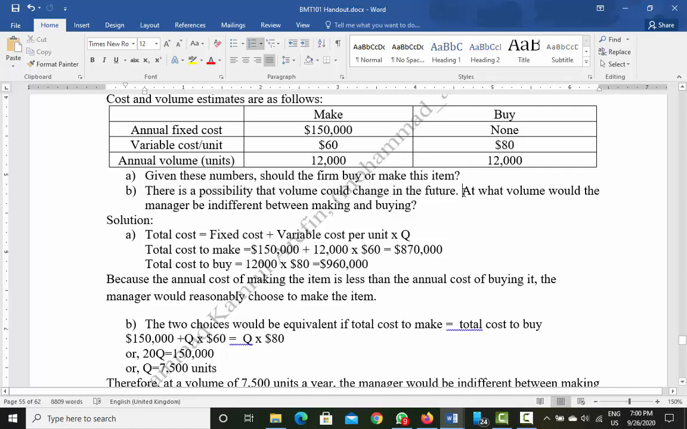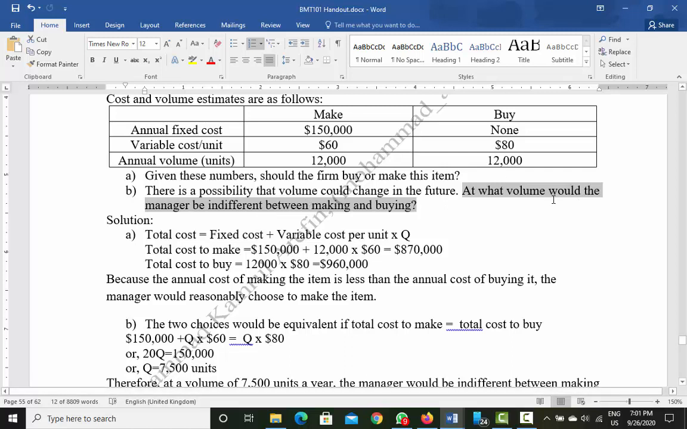So the question is asking, at what volume would the manager be indifferent between making and buying? Indifferent means either choice will cost the same. That means the cost of making and the cost of buying will be the same, so you may choose either to make or to buy.